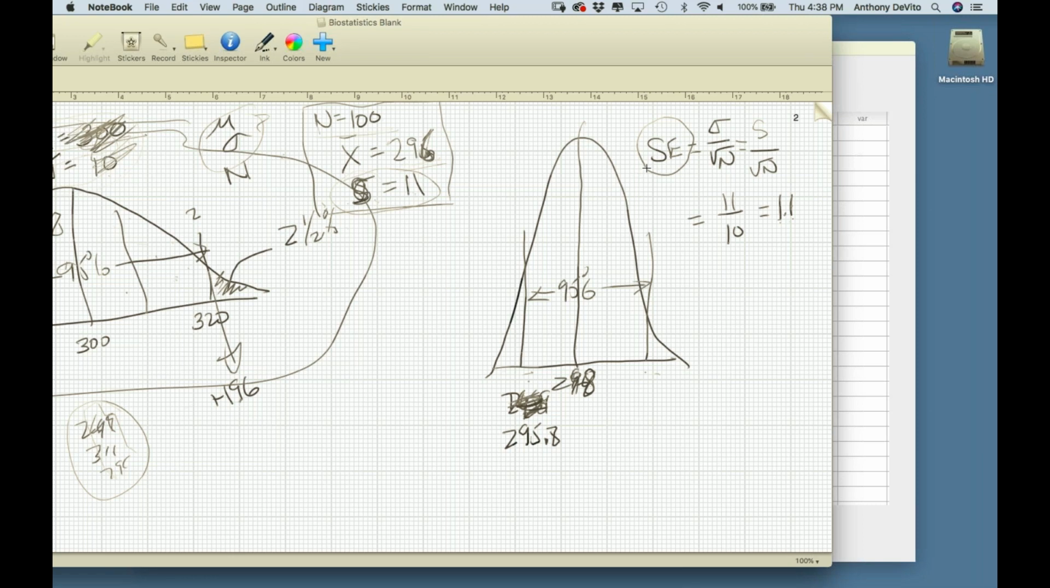This time I get 296. This time I get 301. This time I get 299. If I took all of those repeated samples, the standard error is the standard deviation of the distribution that's created by those numbers, not the population.